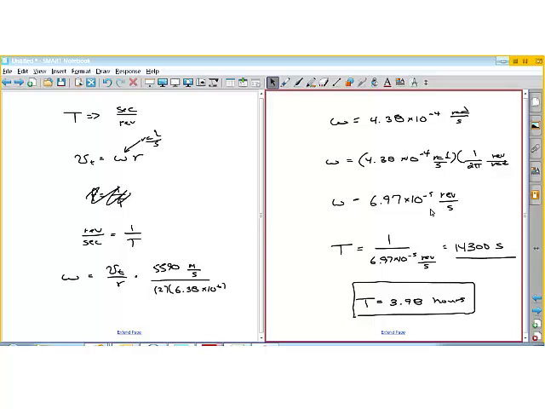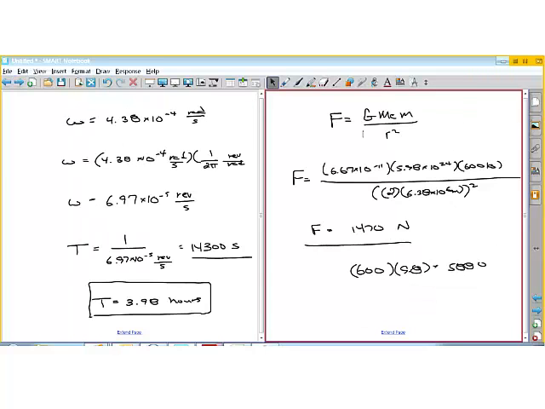Converting it to revolutions per second, I divided by 2 pi. I took the reciprocal of that rotational speed, or angular velocity, to get seconds per revolution, which is the period, and I divided by 3600 to convert seconds to hours. So that was the period. And then to find the force, I just used the appropriate values: G, mass of the Earth, mass of the object given in the problem. The radius is twice the radius of the Earth, and you square that, and you find out the force is 1/4 the weight on the surface, because the radius is twice. 2 squared is 4.